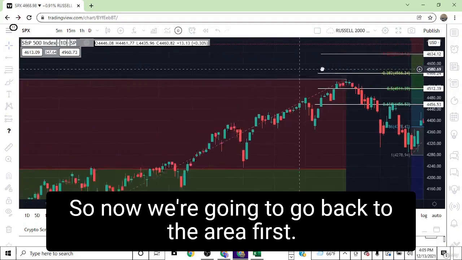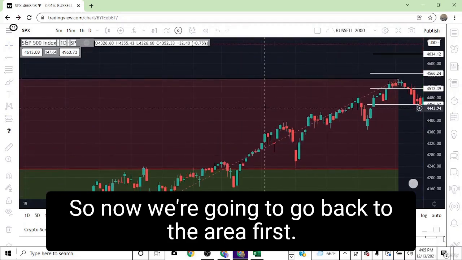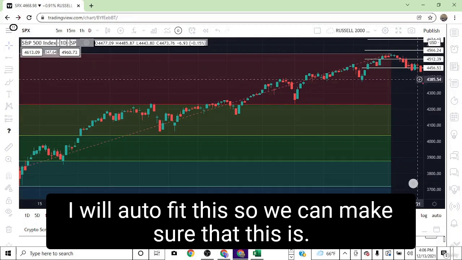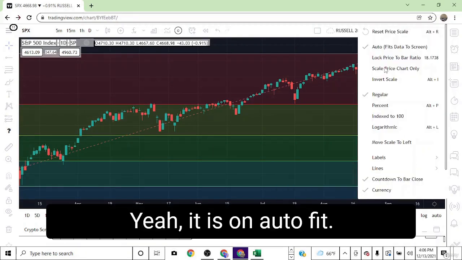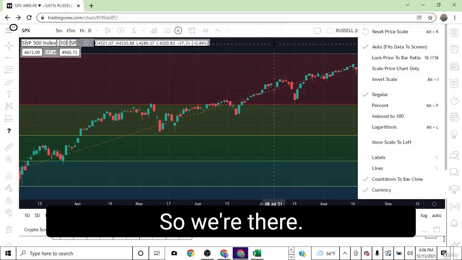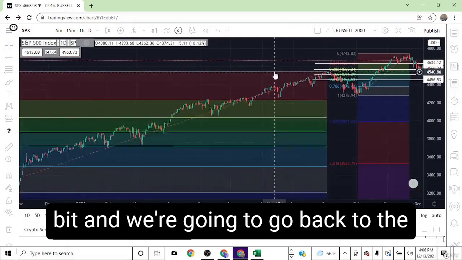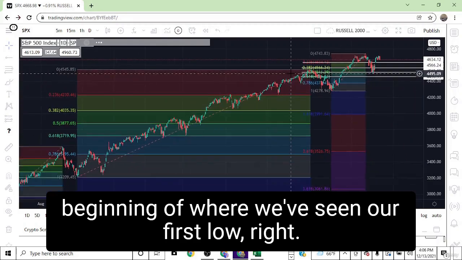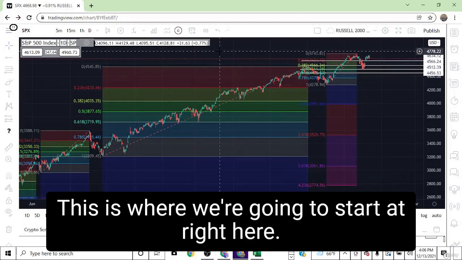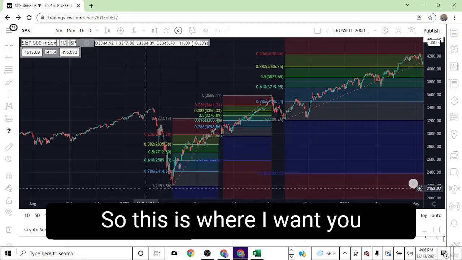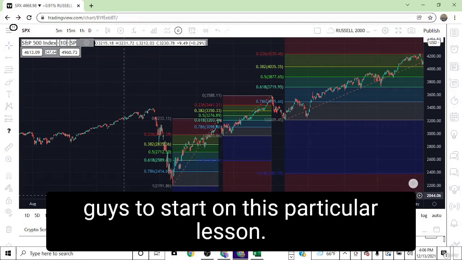Okay, so now we're going to go back to the area. First, I will auto fit this so we can make sure. Yes, it is on auto fit, so we're there. I'm going to shrink this up a little bit, and we're going to go back to the beginning, where we've seen our first low. This is where we're going to start, right here. This is where I want you guys to start on this particular lesson.